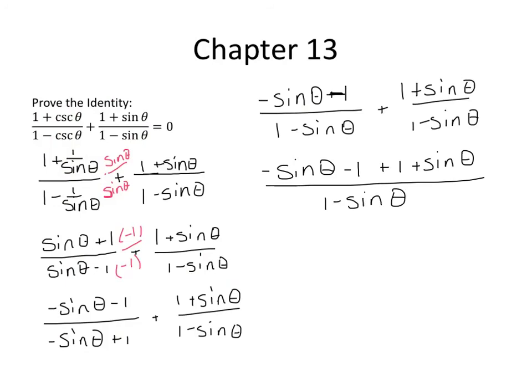Now when I combine like terms, positive sine and negative sine are 0. Positive 1 and negative 1 are 0. So I have 0 over 1 minus the sine of theta, which is equal to 0. And 0 equals 0.